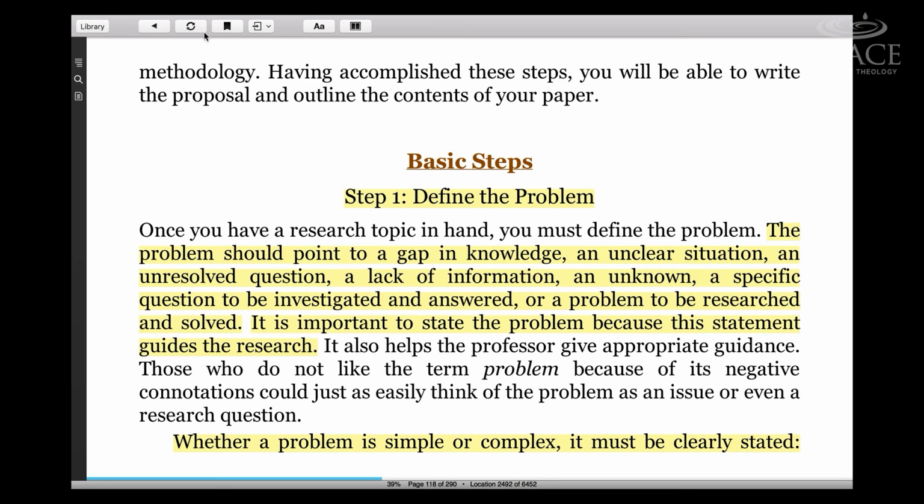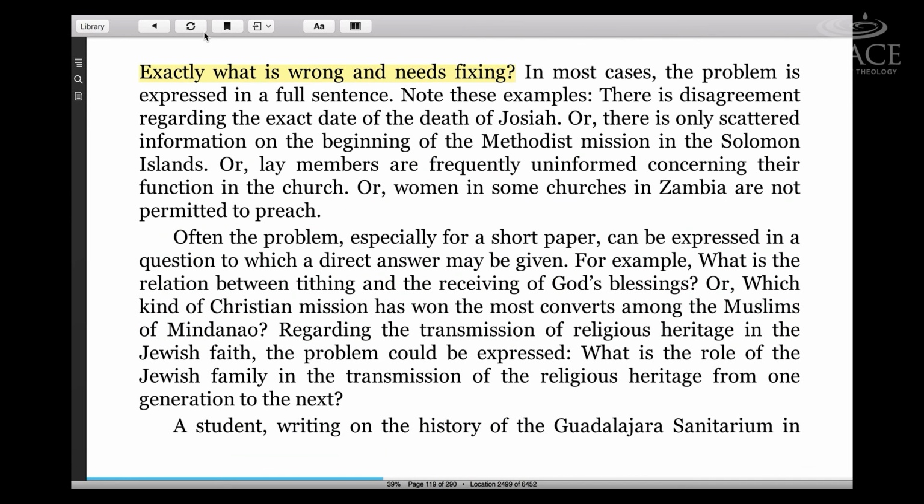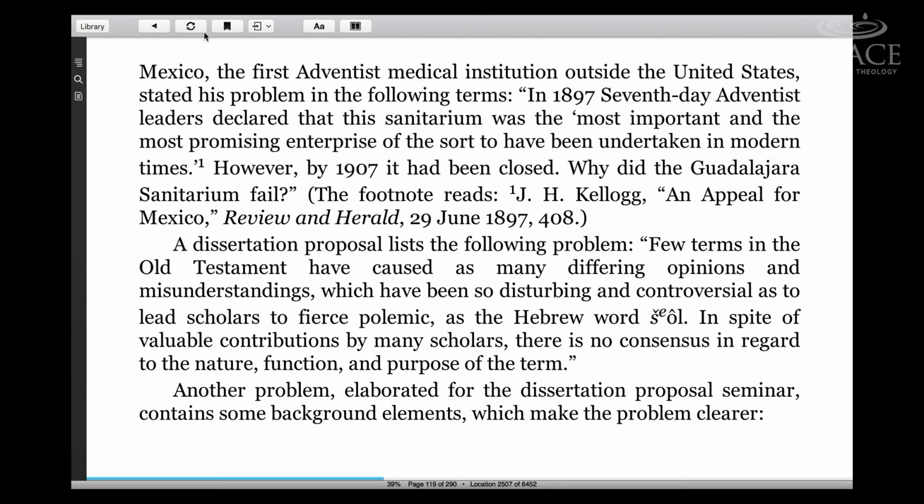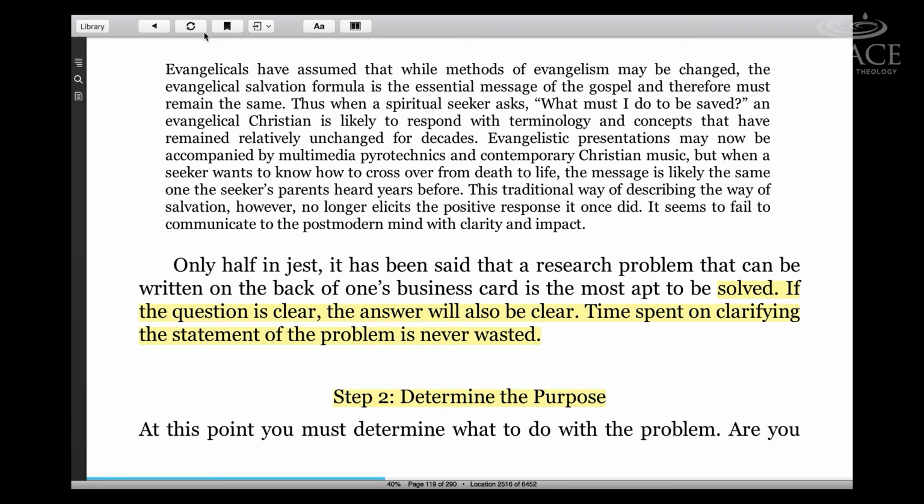The problem must be clearly stated, whether it's a simple problem or a complex one. Exactly what is wrong and exactly what needs fixing. If the question is clear, the answer will also be clear.